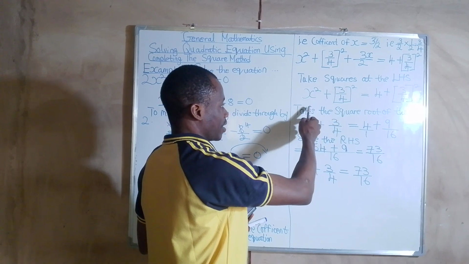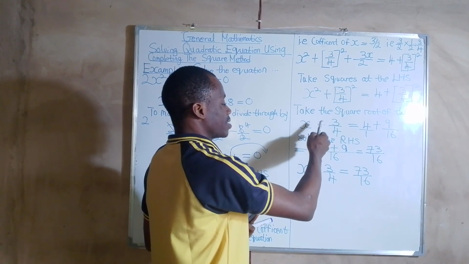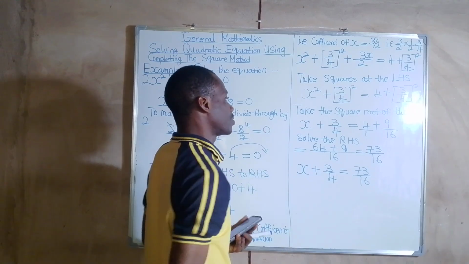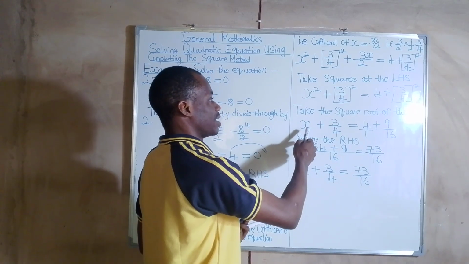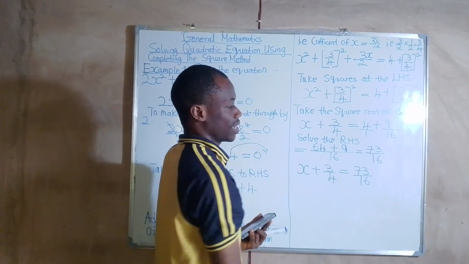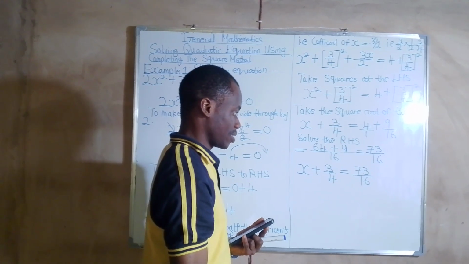Now, we took the square at the left hand side. Then we take the square root of the left hand side, right? Now, this square root we took at the left hand side, we will still take the square root of that at the right hand side. Are you getting it now?